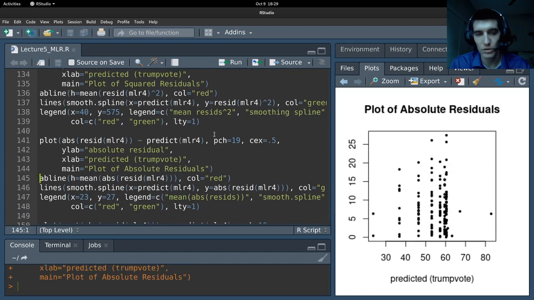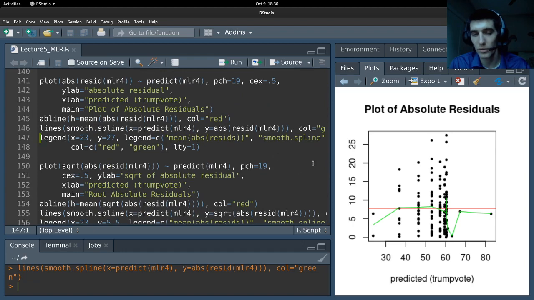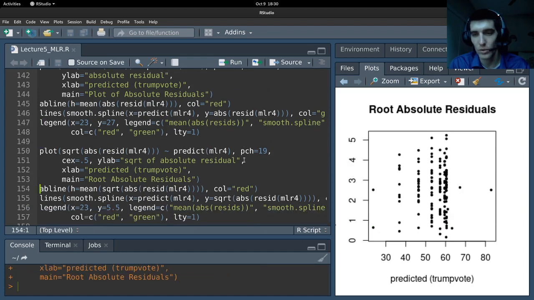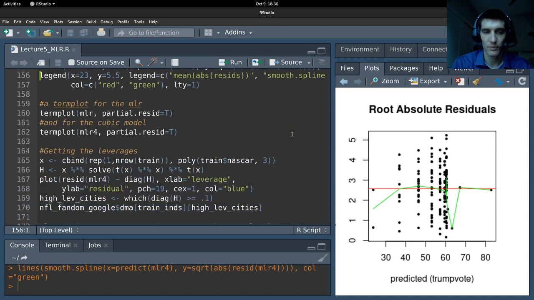This is the absolute residuals instead of the squared residuals. Again, the idea being that it's easier to assess constant mean here when the scaling is not so blown up, as we see with the square of the residuals. And then the square root of the absolute value of the residuals, which, as we've discussed, is usually better on the eyes. It's easier to assess. Okay.